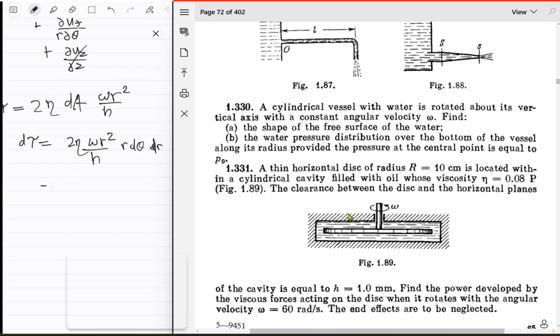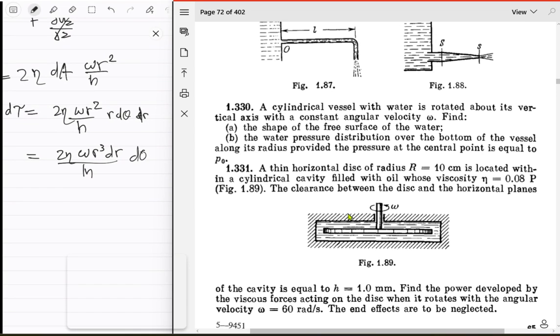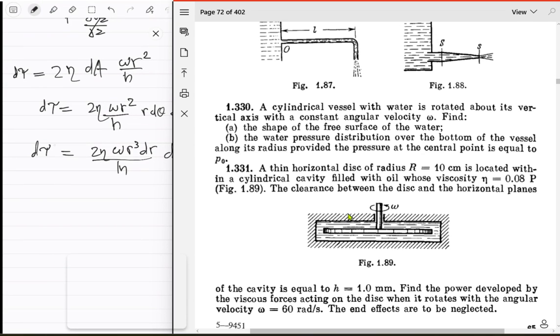So this will just be 2 eta omega r power 3 dr upon h and then d theta. So that's our d tau. So when you integrate over the surface, or I should say over this disk, does that actually make sense? I don't know. So only over one of the surfaces of the disk, right?